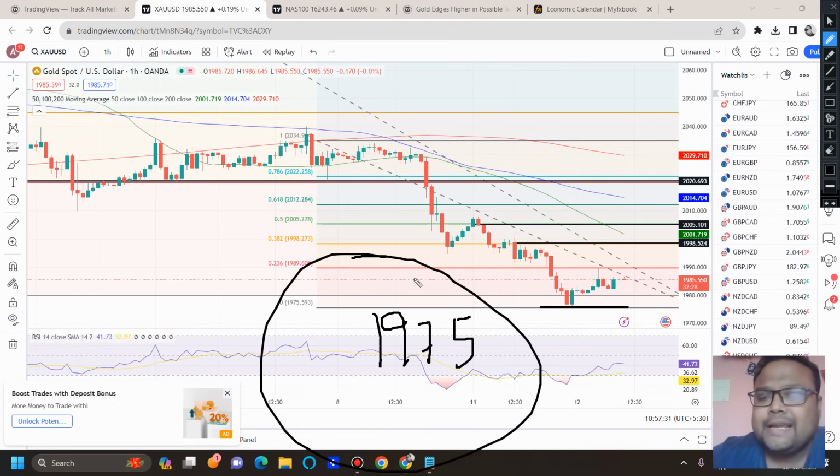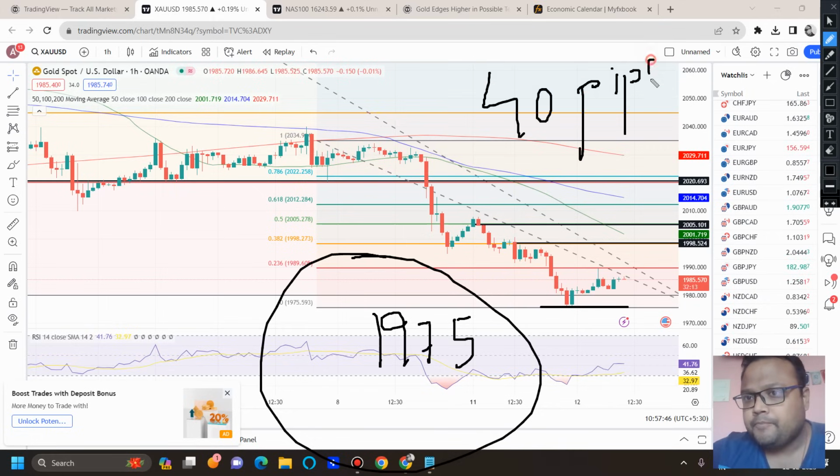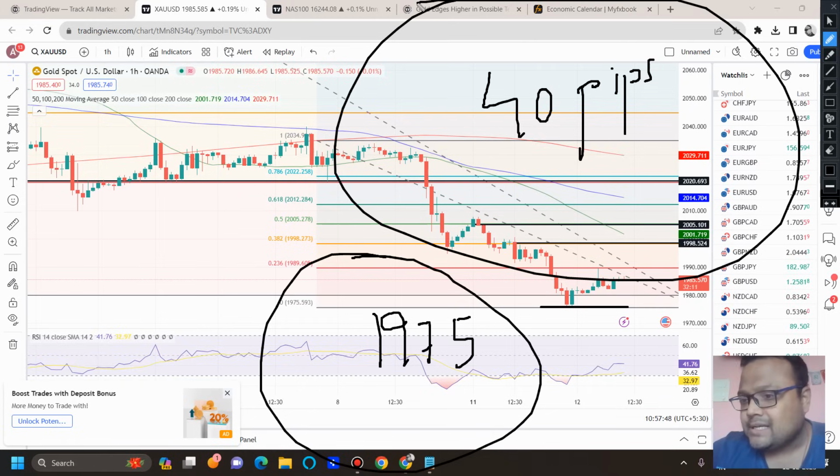Without volume, it is not possible for any market to go for a breakout or breakdown. So if the market breaks 1975, wait for a couple of minutes and observe the size of the candle. If you see the market going down with a big red candle, then only go for a sell position. And at first, target 40 pips.